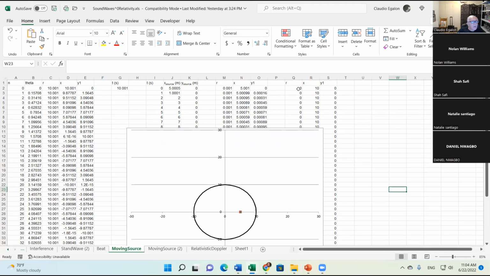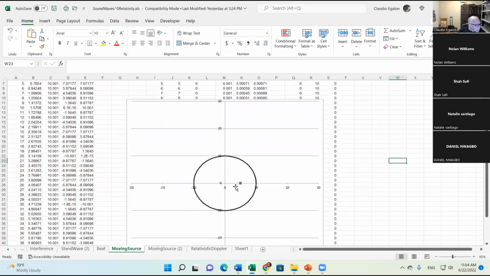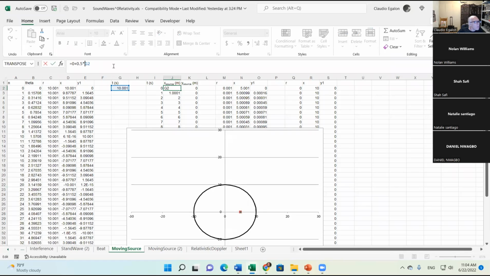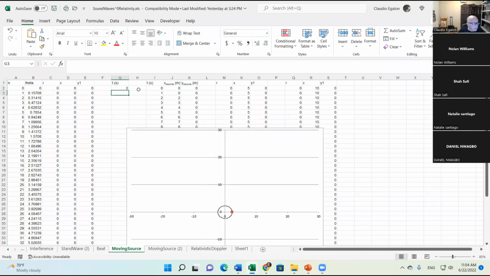Source velocity. The velocity of the source, and 0.5. Okay, let's see here. Let's put 1 here, and let's see if we can get that going. Yeah, here you go. I'm going to start at time t equal to 0. Here is my source.